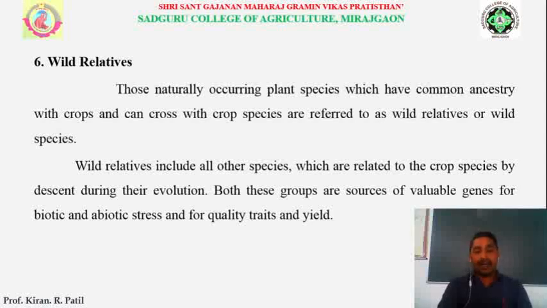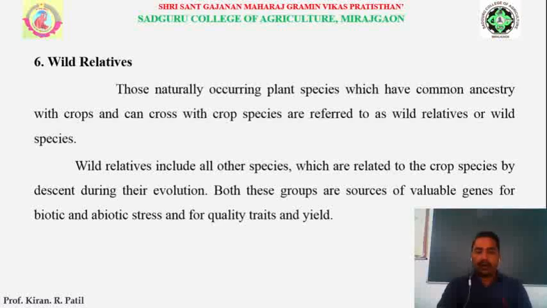Then six is the wild relatives. The relatives are those naturally occurring plant species which have common ancestry with the crop and can be crossed with the crop species, referred to as wild relatives. Means what? These are the relatives of currently cultivated species and they can be crossed with the current cultivated species, so we can transfer important or desirable characters into a cultivated species. So these are the importance of wild relatives.